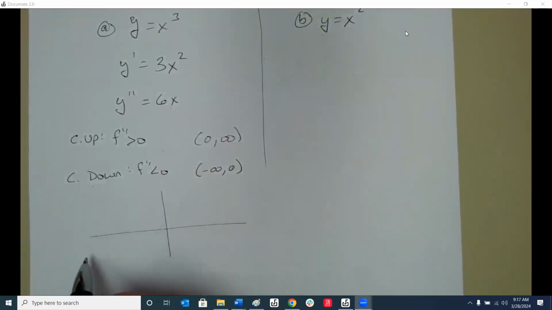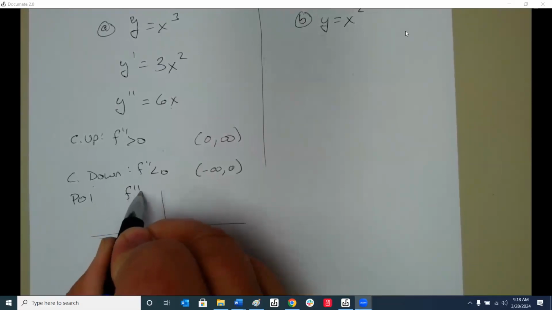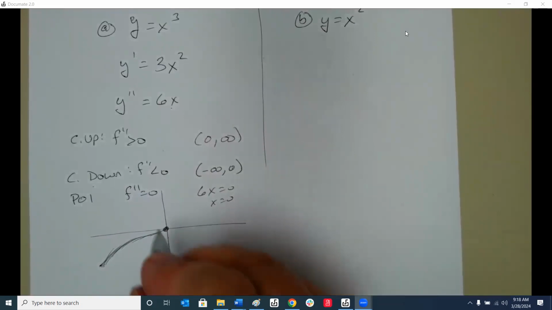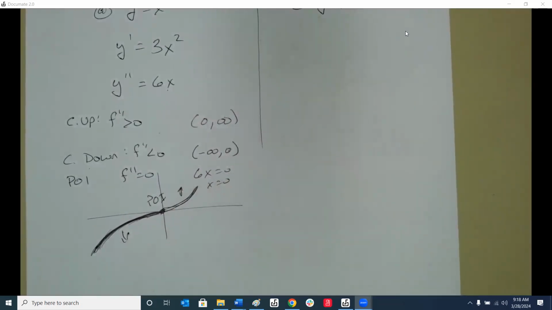What does concave down look like? Like an upside-down bowl. Does it have a point of inflection? 6x equals 0 when x is 0. So at that point, that's your POI. So it's concave down on the negatives, and concave up on the positives. That's what it tells us.